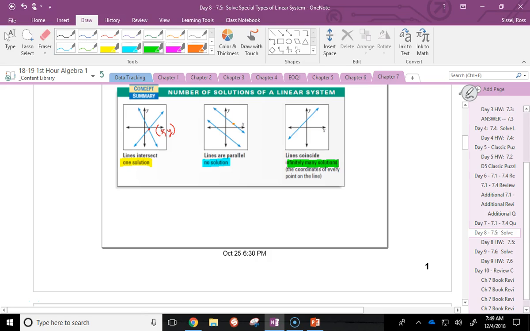And they say lines coincide. That's just a fancy way of saying they're the same line. That they have the exact same slope and they have the exact same y-intercept. If the lines fall right onto each other, they share every single point. And once again, that makes sense. Every point's the same. Infinite amount of solutions because lines go on forever.